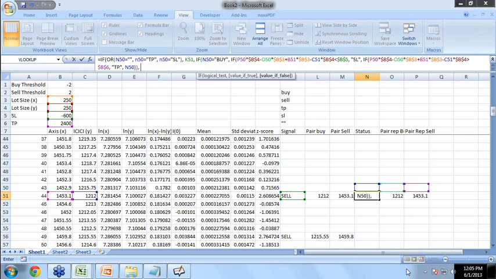So if N50 was buy, if the status in the previous cell was buy. Now what if the status in the previous cell was sell? So if N50 is equal to sell, in that case, it would be very similar to what we have done here, just that in this case, when you're selling the pair, you're selling X and buying ICICI. So vice versa of what we were doing earlier. So N50 is equal to sell. In that case, this is your sell price. That remains the same.